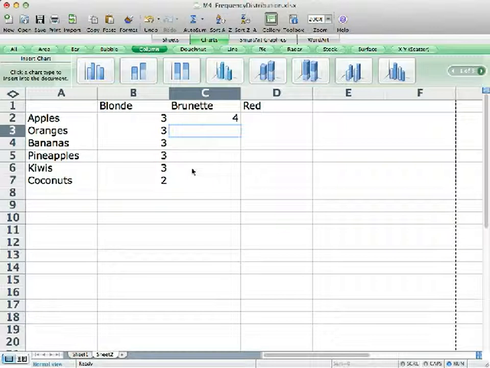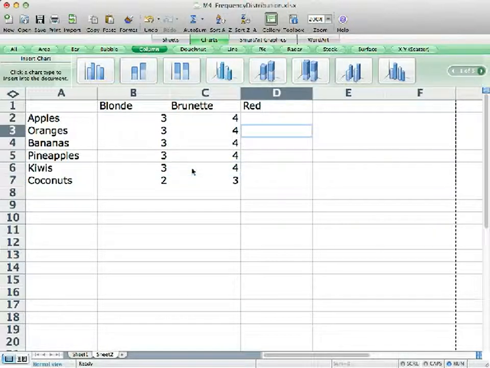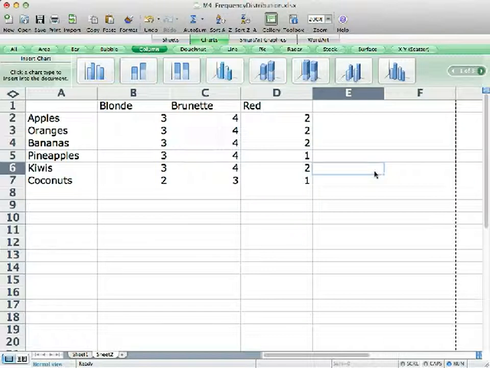How about oranges? 4. Bananas. 4. Pineapples. 4. Kiwis. 4. Coconuts. 3. And of the redheads in the room, how many like apples? 2, 2, 2, 1. So I've gathered my data now, and I've got a matrix of this data.